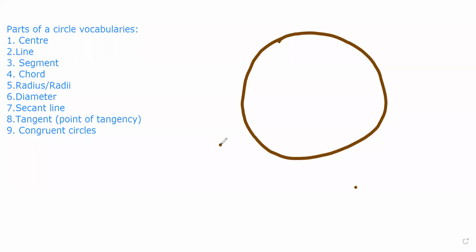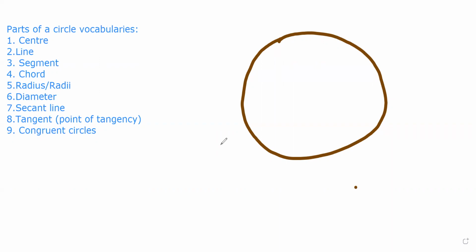So in this video, we will be looking at a circle and its different parts. We'll also learn the vocabulary of each of these words: center, line, segment, chord, radius, radii, diameter, secant line, tangent, point of tangency, and congruent circles. Very, very simple and basic concepts. All right, so let's go straight into this.